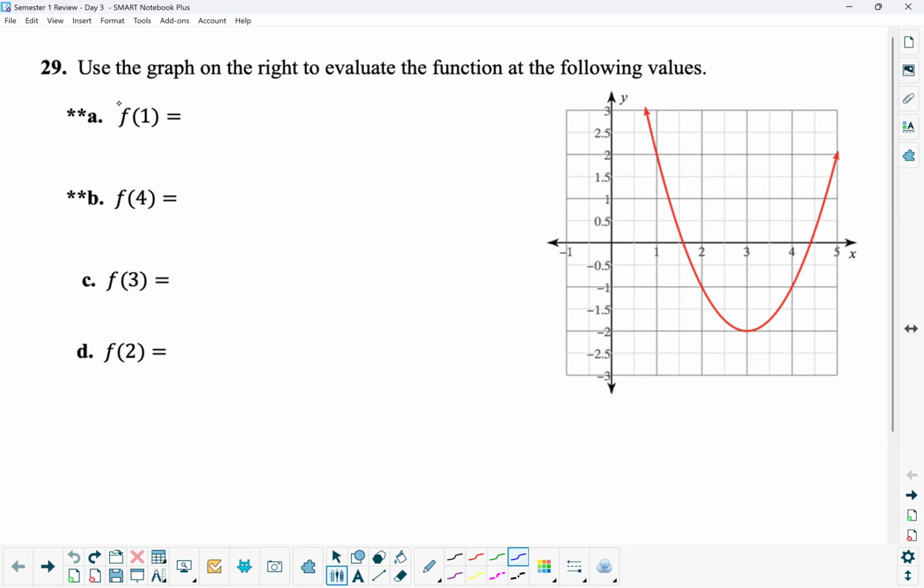So f of 1 means y when x equals 1. So we can go to the x value of 1, go up to our graph, then go to the left to find our y value.